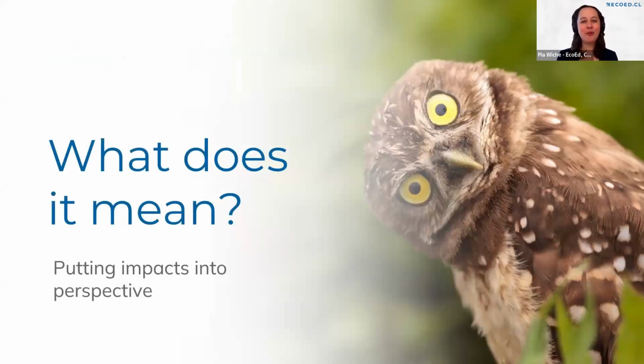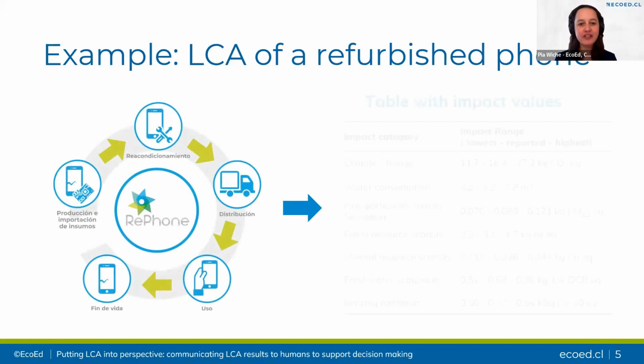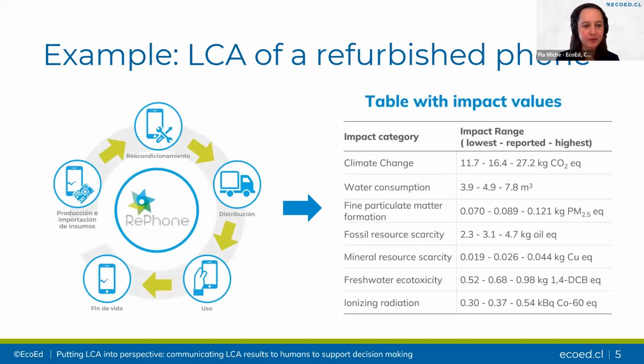So let's start with, what does it mean? I mean, this is the face of every client when they look at the LCA results for the first time. When you put that slide on and they look at all of this stuff, it's like, what? So let's see how to put impacts into perspective. We're going to be working with an example for the LCA of a refurbished phone. This is one of our favorite examples because not a lot of people have worked on refurbished phones or appliances, and our work was kind of groundbreaking when it came out a few years ago.